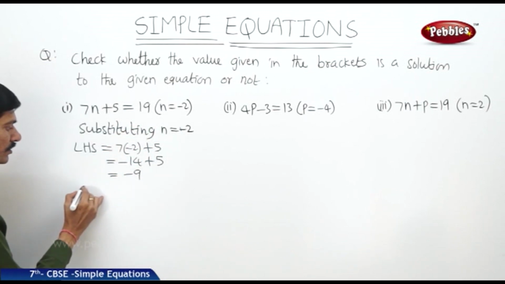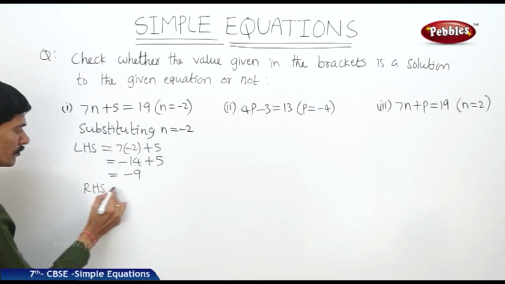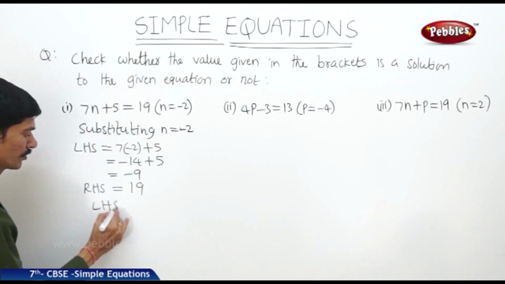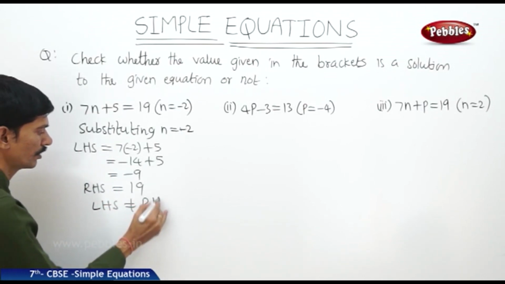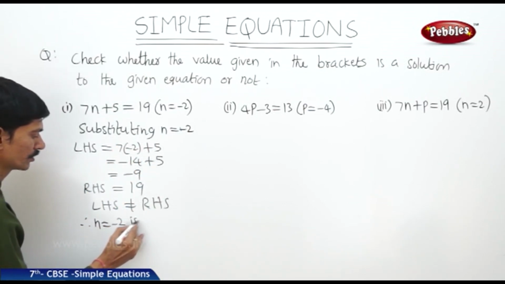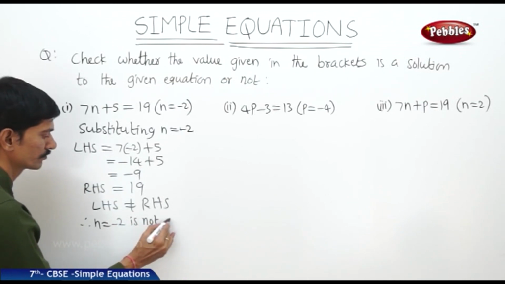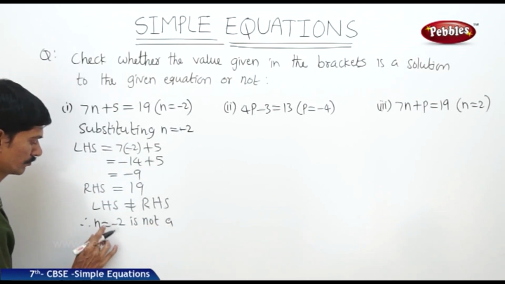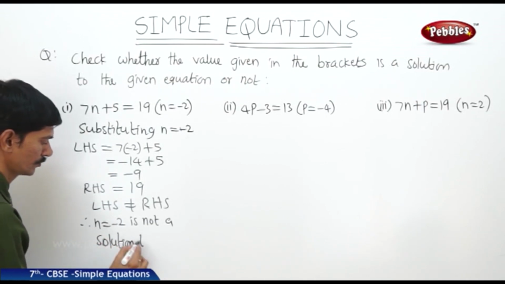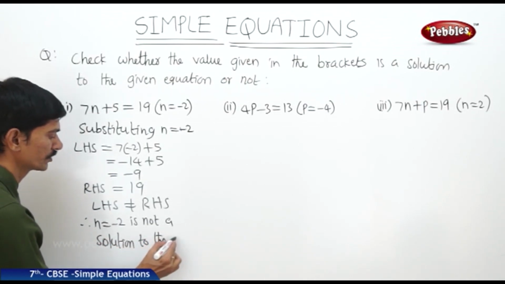But whereas RHS is 19. So here we can write that LHS is not equal to RHS. So therefore we can write n equals minus 2 is not a solution to the given equation.